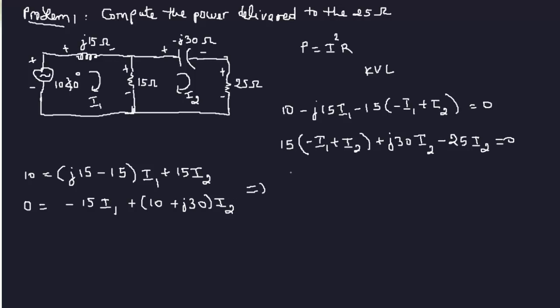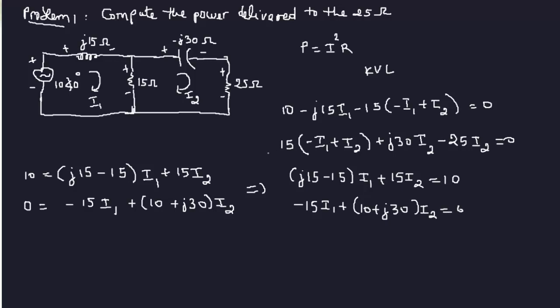Okay, so let me write this in standard form. So I have J15 minus 15 I1 plus 15 I2. That's equal to 10, and the bottom I have minus 15 I1 plus, I just like to have those numbers to the right for some reason. So I have 10 plus J30 I2 equals 0. So all we need to do is just find I1 and I2, and this is going to take a while, I guess, unless we put it in the calculator. But I don't want to continue with this. I'm going to check the book again, but in the meantime, if you guys are watching this, you could also solve it on your own, apply KVL, and let me know if you have the same.